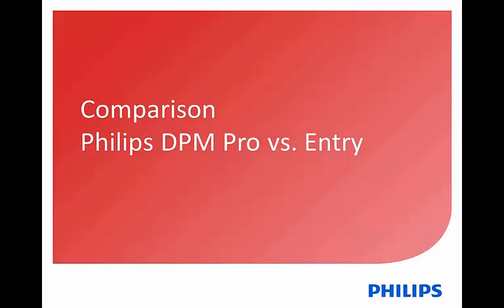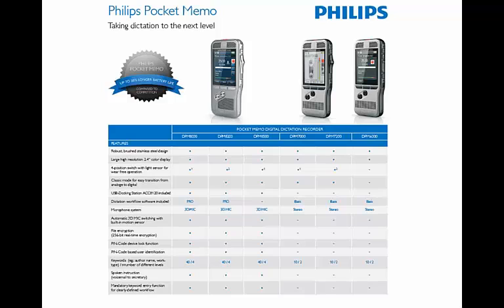I wanted to make sure that those that maybe aren't currently Philips professional dealers have a better understanding of what products may still be at your disposal. First of all, here's a comparison matrix between the DPM, the Philips professional recorder, on the left-hand side, the DPM 8000 or 8500 being our barcode model, compared to the DPM 7000 and the DPM 6000.